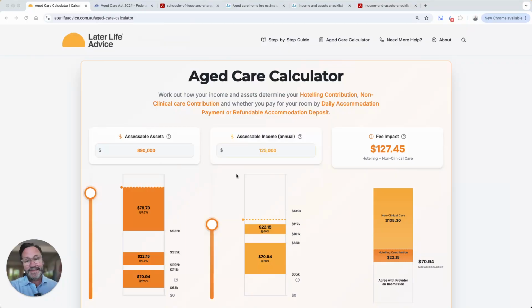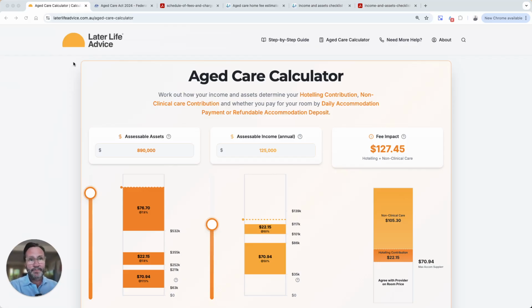Now, the government tests for people entering into residential aged care can mean the difference between paying an extra $46,000 in fees or paying no fees. So it's very important to have some sense of how the government means testing works. We put together this calculator that does some things in a very efficient and visual way.